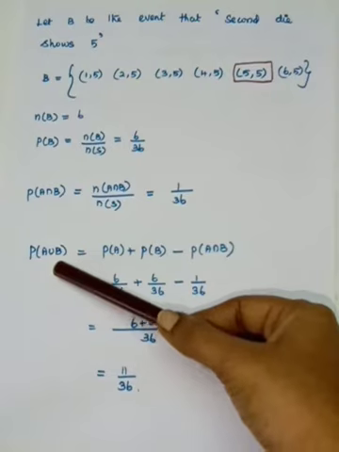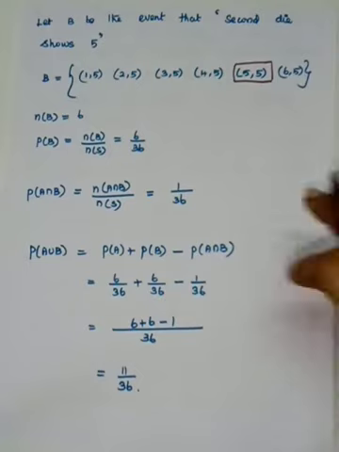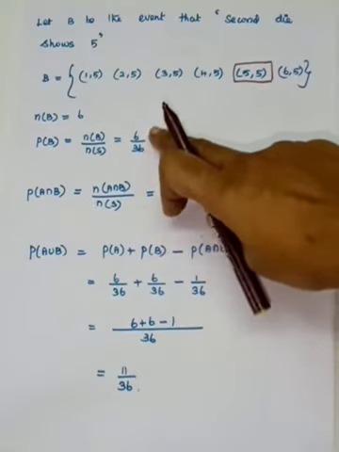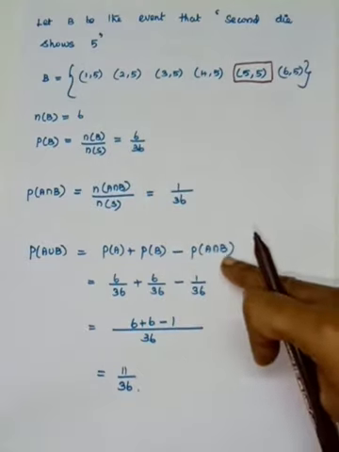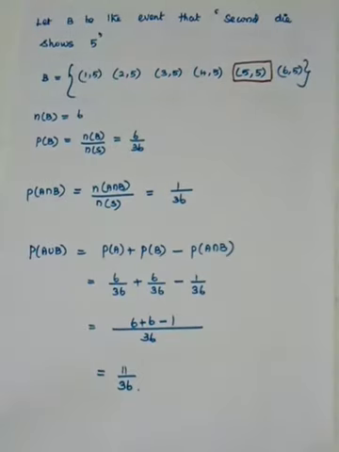So what is asked? P of A union B. The formula for P of A union B is P of A plus P of B minus P of A intersection B. What is P of A? We have found P of A is equal to 6 by 36. And P of B is 6 by 36, and minus P of A intersection B is 1 by 36. So the LCM is 36. If we add the numerators, 6 plus 6 is 12, 12 minus 1 is 11. So the answer is 11 by 36.